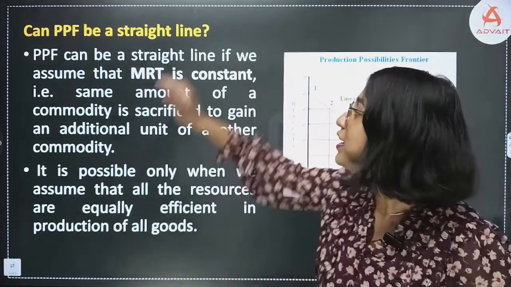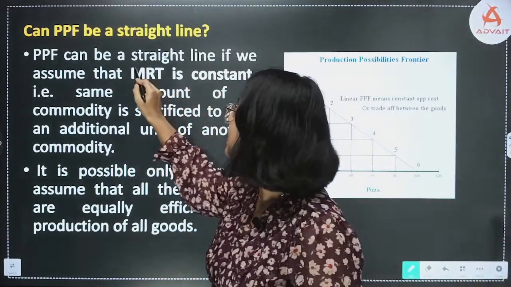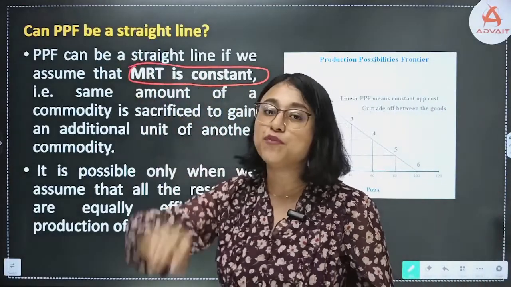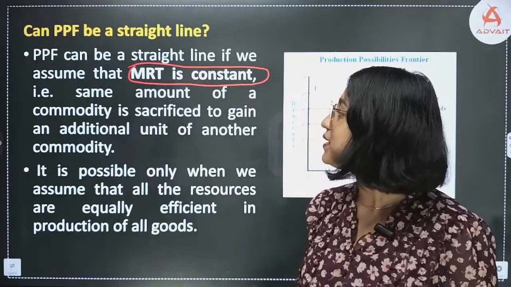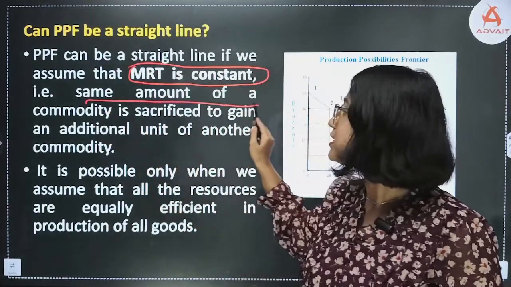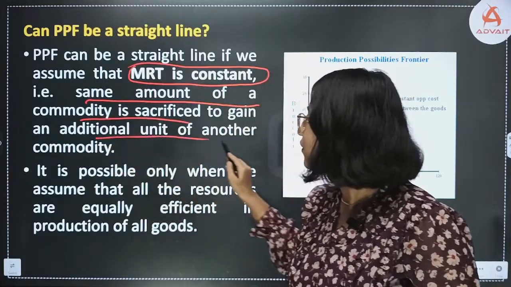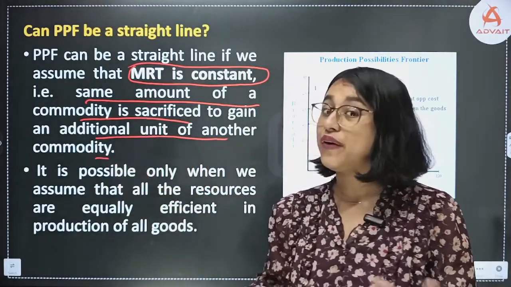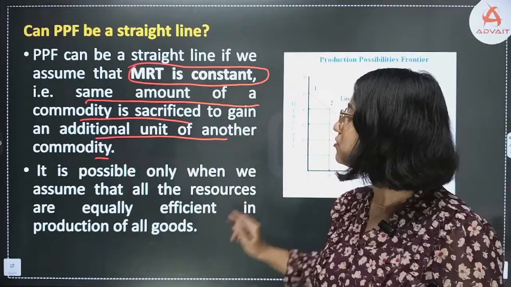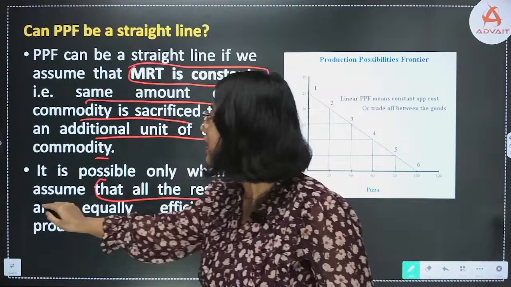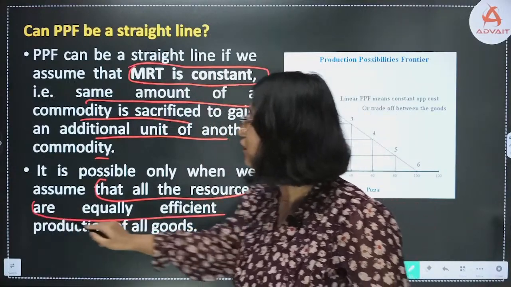Therefore, PPF can be a straight line only when the marginal rate of transformation or MOC is constant, which means the same amount of commodity is sacrificed to gain an additional unit of another commodity. When is it possible? It is only possible when we assume that all resources are equally efficient in production of all the goods.